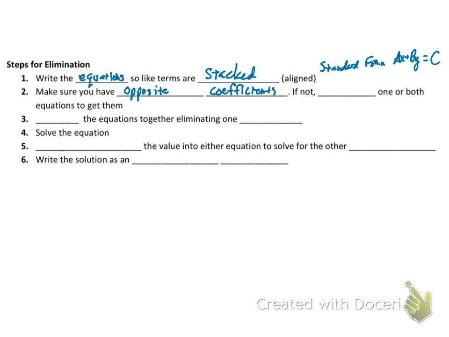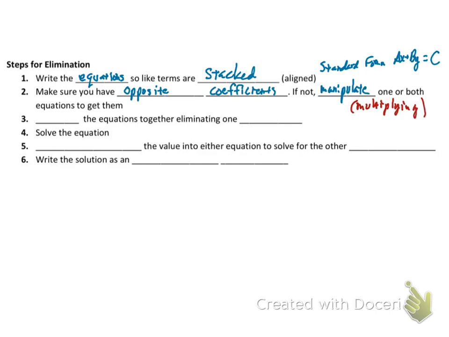Okay, if you don't have opposite coefficients, then you need to manipulate one or both equations to get those opposite coefficients. And we are going to be manipulating our equations by multiplying. So we will introduce that in this video, and then we'll go a little bit more in depth into that concept in the next video.